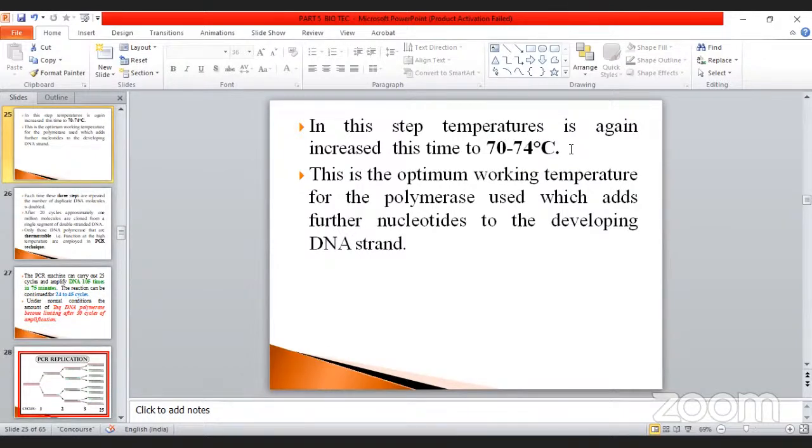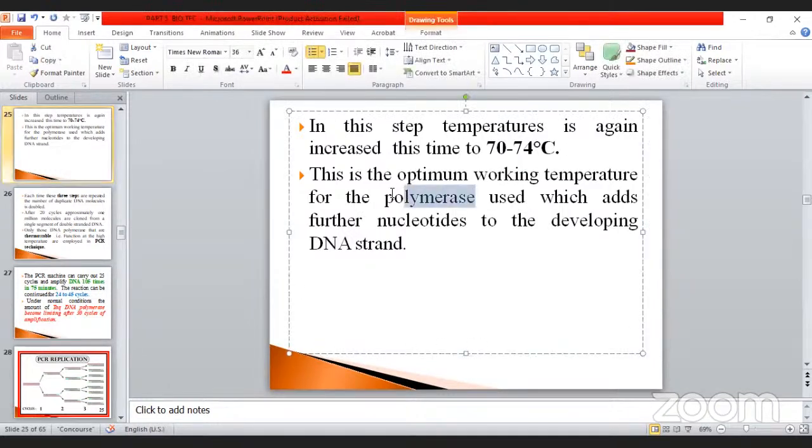Third one, annealing: normally which temperature will they use? And then the elongation process, what will it be? And the last one is increase. This is the optimum working temperature for the polymerase. Okay, the polymerase is used to add further nucleotides to the developing DNA strand.